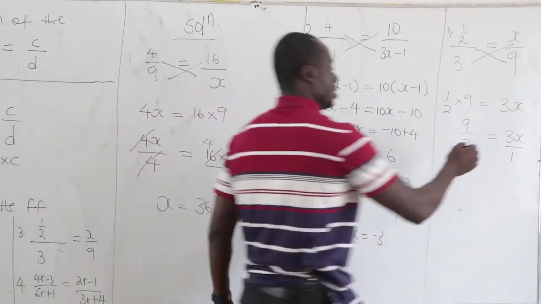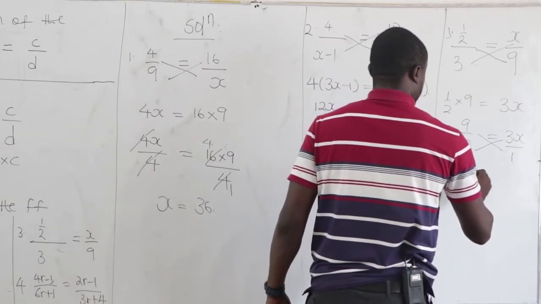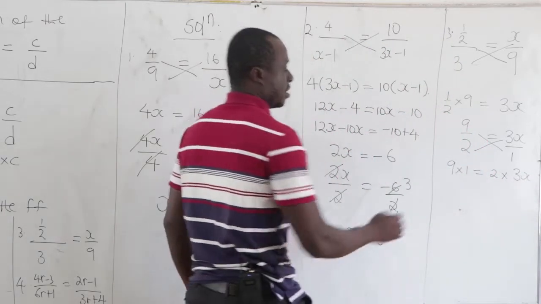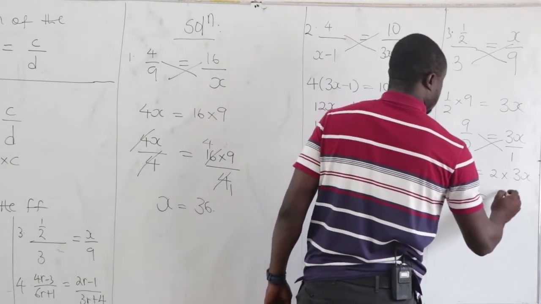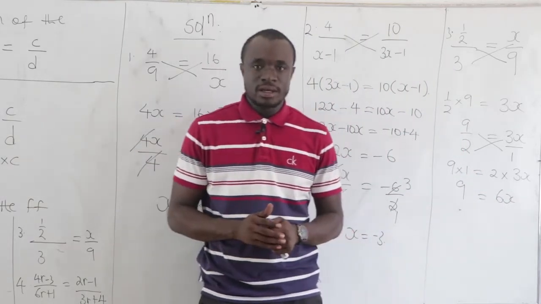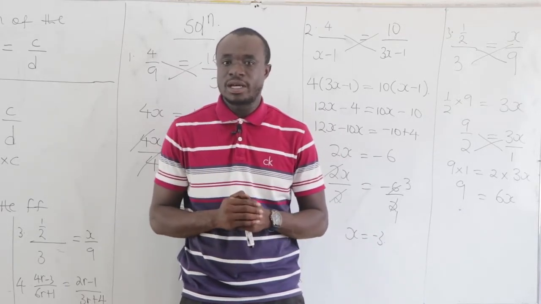From here, what do we do again? We cross multiply again. We have 9 times 1 equal to 2 times 3x. Now, what do you have here? 9. And 2 times 3x, that is 6x. We want to find x. Now, what is multiplying the x? 6 is multiplying the x, so we divide by what is multiplying it.